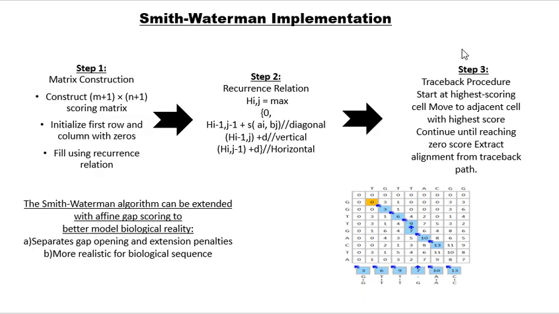It is different in the case of local alignment. For the traceback procedure, start at the highest scoring cell and move to the adjacent cell with the high score. It is the highest score in the matrix, and this is how the traceback procedure is defined for local alignment. The Smith-Waterman algorithm can be extended to affine gap scoring to better model biological reality. It uses different gap opening and extension penalties, which is more realistic for biological sequences.